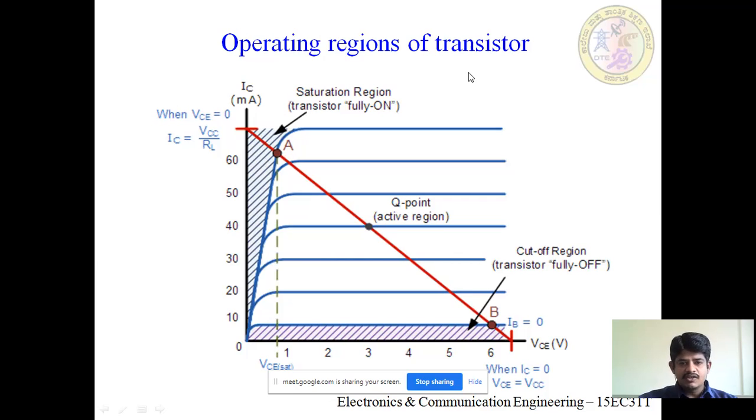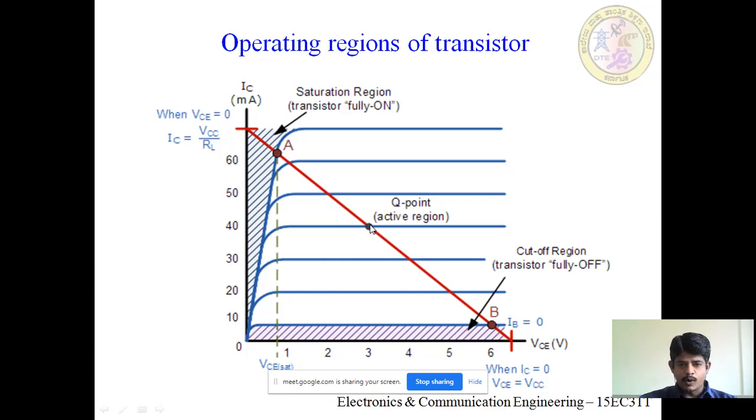And here you can see one more region. This is very important, because if we want to use a transistor as an amplifier, we must use the transistor in this region. This region is called the active region. We know that the transistor will be in the active region when we keep the emitter base in forward bias and the base collector in reverse bias, then we'll get this region.